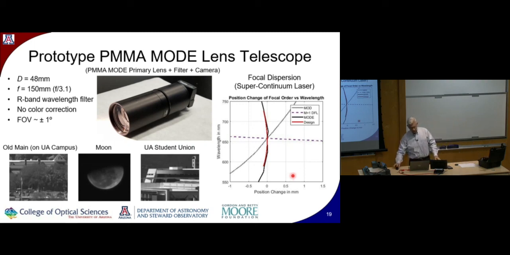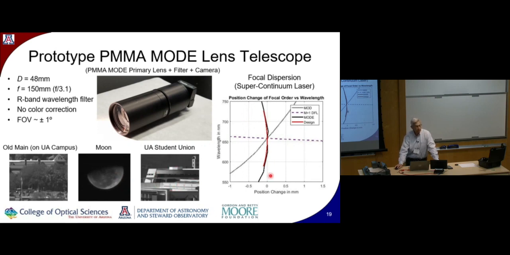Okay. And we took several pictures with this thing. We got up on the 8th floor. If you've been up to the patio, it's beautiful up there. And looked across campus to Old Main. It was kind of a windy day, so actually I think we were limited more by the atmospheric turbulence than by the optical resolution. But a nice picture of Old Main there. And got to take a picture of the moon. And there's the U of A Student Union.